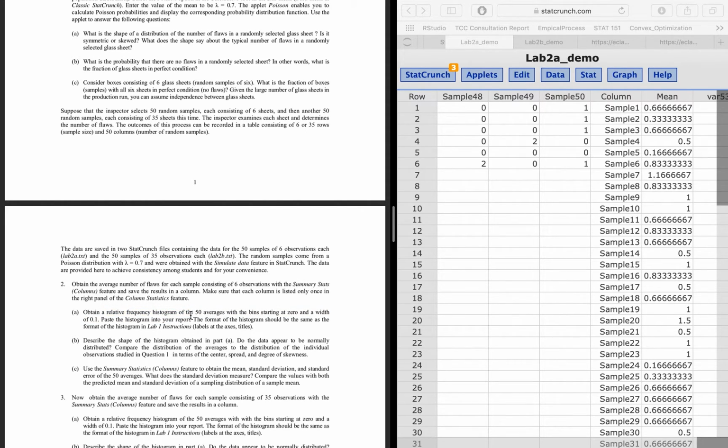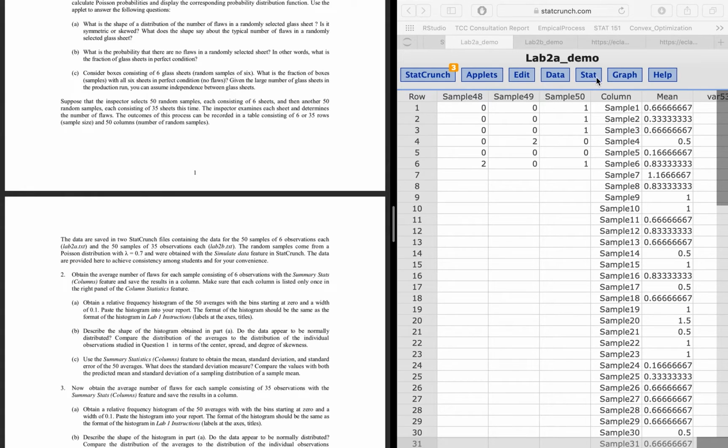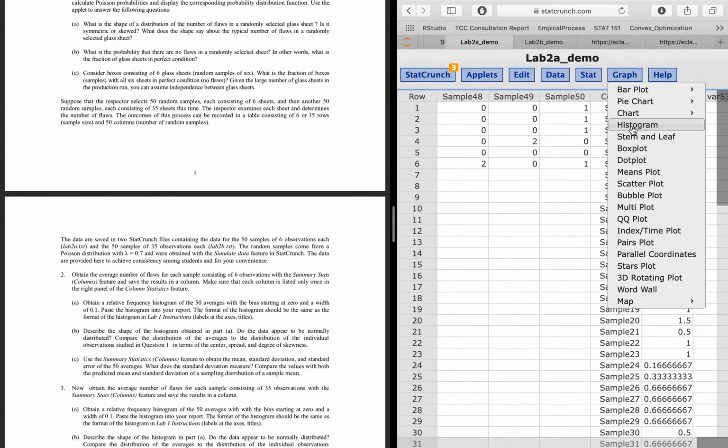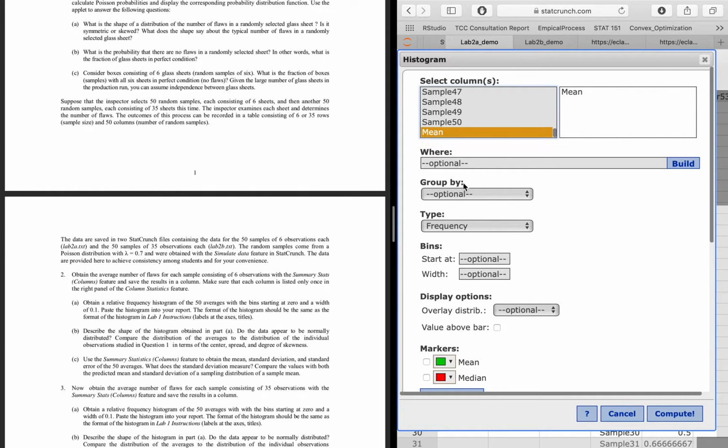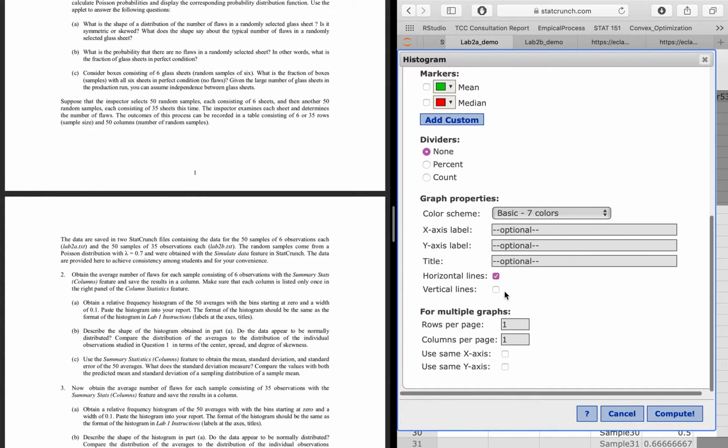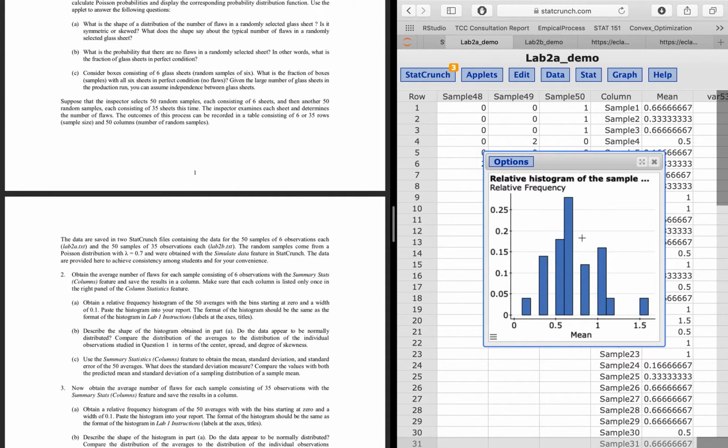We already talked about how to make a histogram in lab 1, so hopefully you know how to do it. So okay, we're going to graph, histogram, and then the mean, and then type is relative frequency, starting at 0, as requested by the question, with 0.01. You should also add a title, relative frequency histogram of the sample means. So this is how it looks.